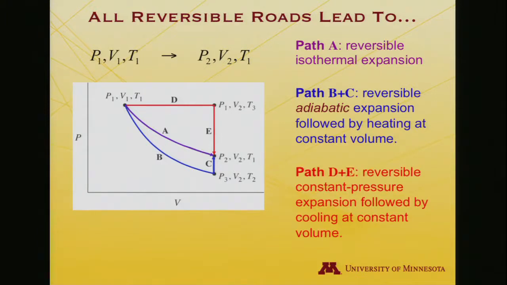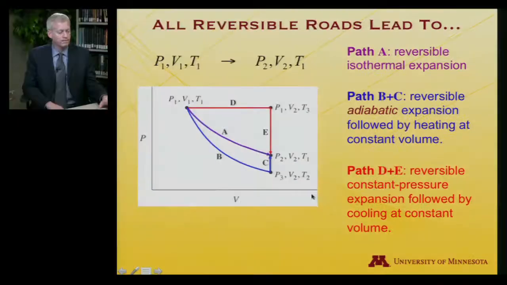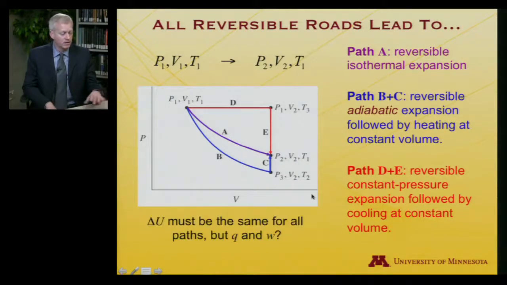And the third path I want to consider is the path DE, the red path. So that is a constant pressure expansion from the initial volume to the final volume, followed by cooling to get down to the original temperature. So that's a cooling at constant volume. Delta U must be the same for all paths. Why? Because U is a state function. All it cares about is where it is. It is defined here by a P, a V, a T, and that's that. However, will Q and W be the same along each of these possible sets of paths? Well, we'll take a look at that.